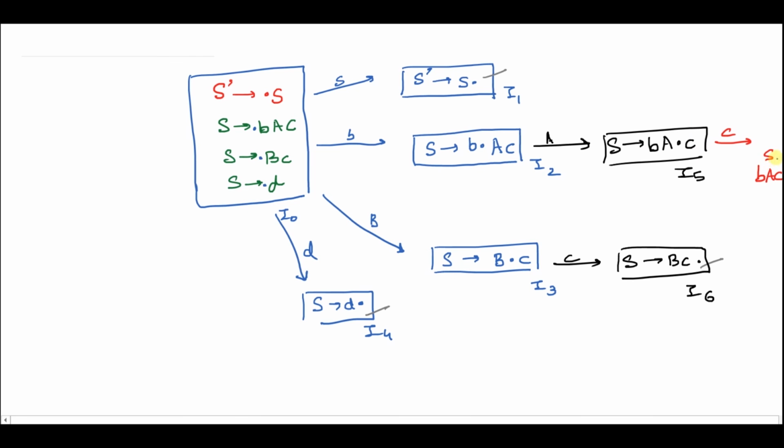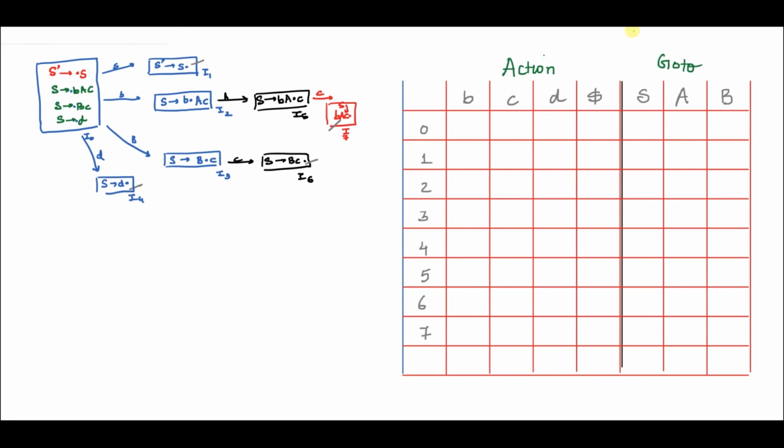Let's call this I7. And hence we are done with building the automata, and this also is the final state. Now we will see how to build the parsing table for LR0 grammars. We have two parts of the table called action part and goto part. The action part contains the transitions, and the goto part says what state I go to.